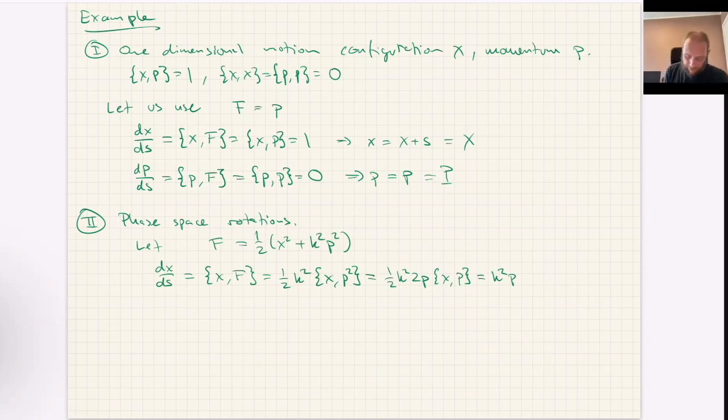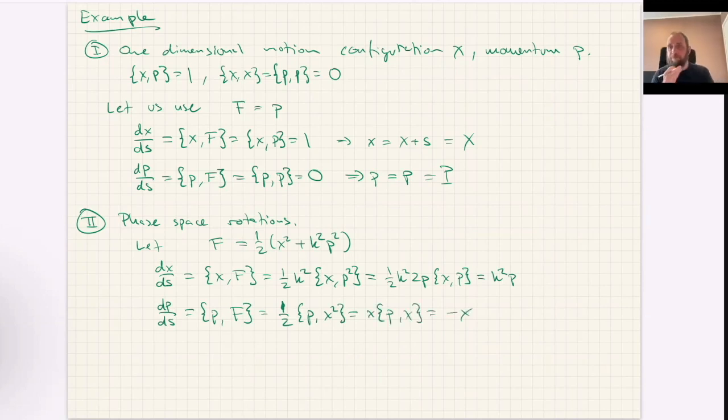Okay, I do the same thing for dp/ds. That's the Poisson bracket of p with f. Now the second term commutes with p, so that's going to give you nothing. I get 1/2 p x squared. Same thing again, the chain rule of derivatives, p x, that's minus x.